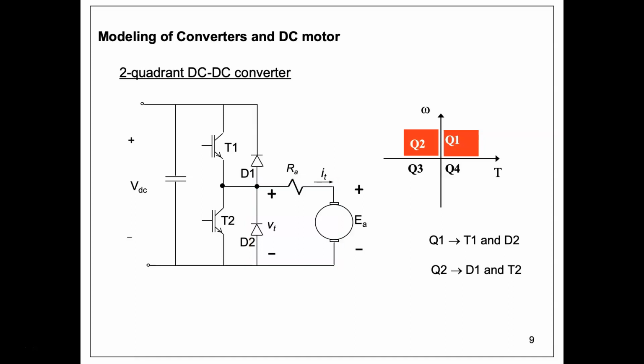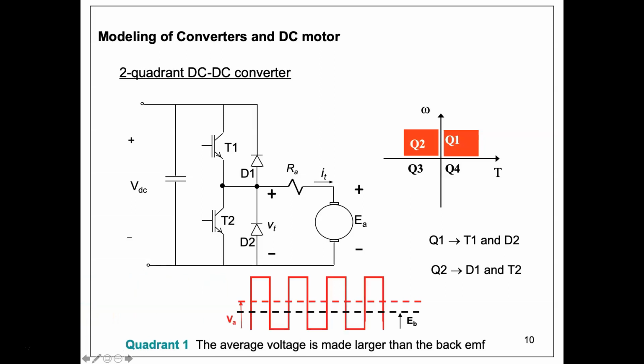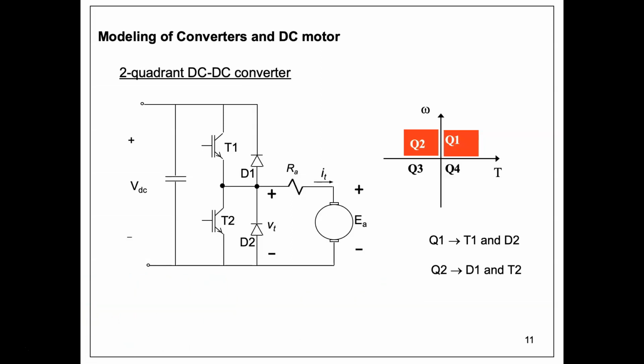And for negative current IT, it will freewheel through T2. The positive or negative current is determined by the magnitude of the motor back EMF EA and the average voltage Vt. If the average voltage Vt is larger than EA, positive current will flow. On the other hand, if the average voltage Vt is smaller than EA, negative current will flow.